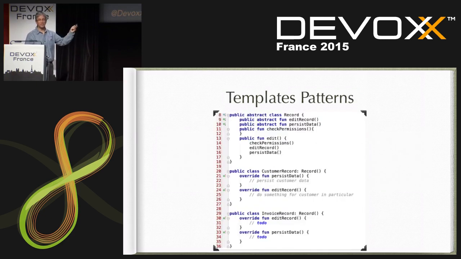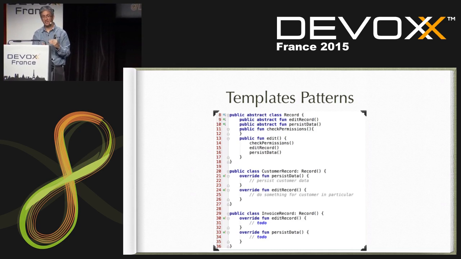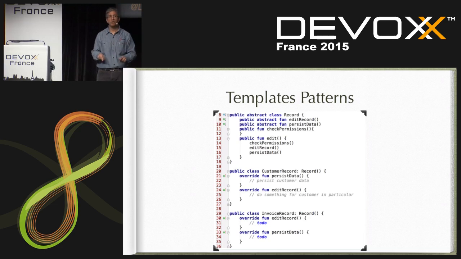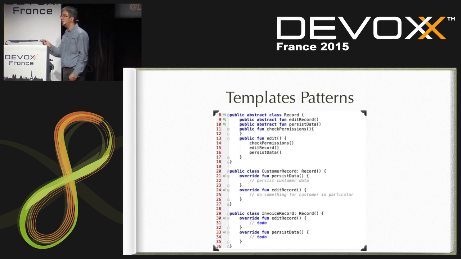Template patterns. You know this. You know what the template pattern is? Where you have to define something that is different for subclasses. So for example, in this case, I have a record that has a method called edit record, one that's called persist data, one that's called check permission, and then I have this edit operation which checks permission, edits the record, persists the data. But then if it's a customer record or an invoice record, it behaves differently. I have to do different things. This is called the template pattern. What exactly is changing there? Out of all of this boilerplate code that we're writing, what is the one thing that is changing there? This. So why are we creating all of this boilerplate code for only changing one thing, which is just the behavior?